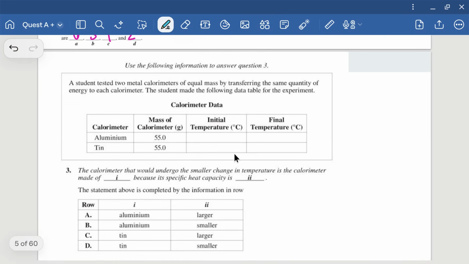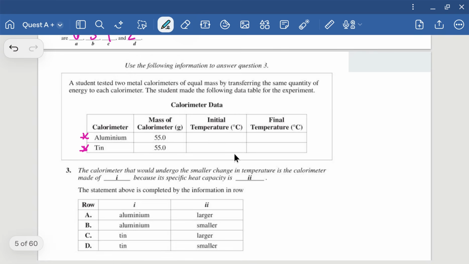So just be careful with your rounding and just take your time. Our next one, a student has equal mass of the following, and we have this chart. And then it's saying if we had the calorimeter, so the calorimeter is with these 2 experiments, or is what's being manipulated. We're changing what it's made of. And they're asking which one would undergo the smaller change in temperature.